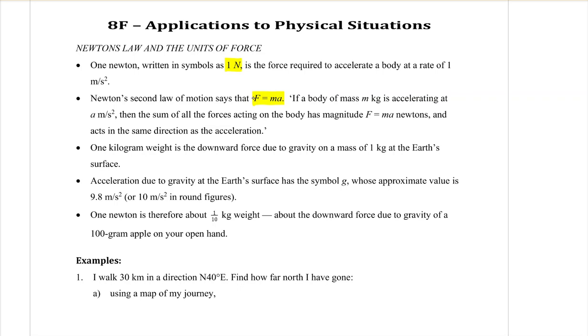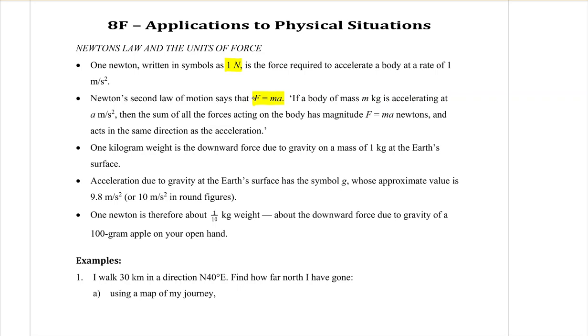1 kilogram weight is the downward force due to gravity on a mass of 1 kilogram at the Earth's surface. Technically, as you have probably discussed in physics, the force is slightly different depending on where you are on the Earth and how far you are above sea level. But we're just going to stick to 1 kilogram on the Earth's surface.